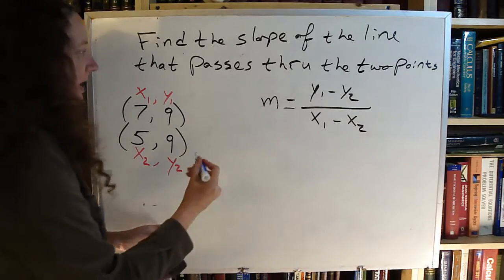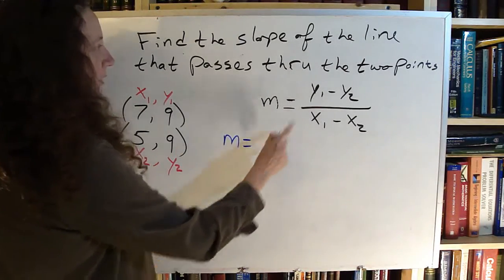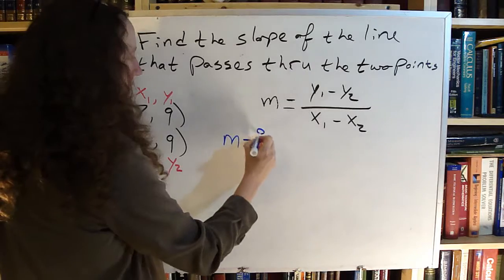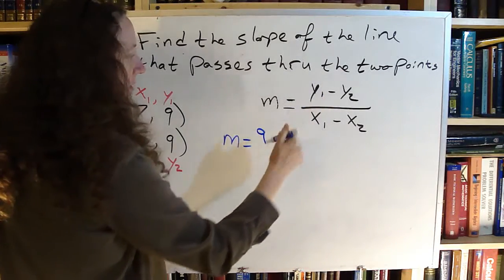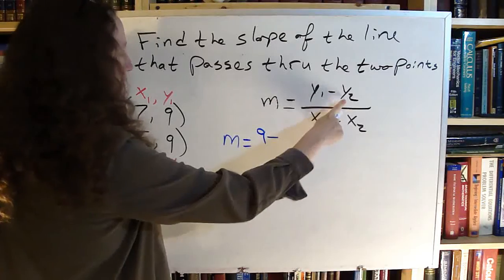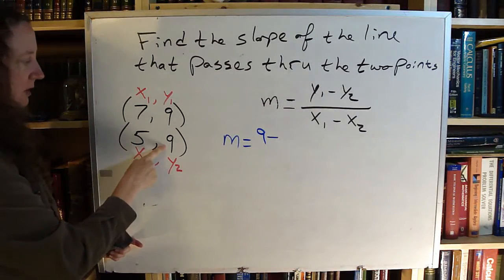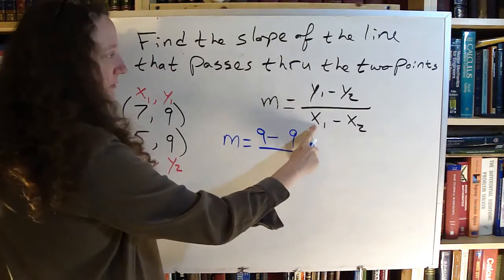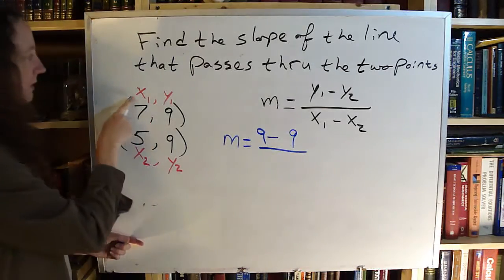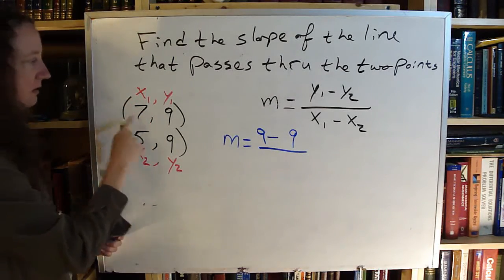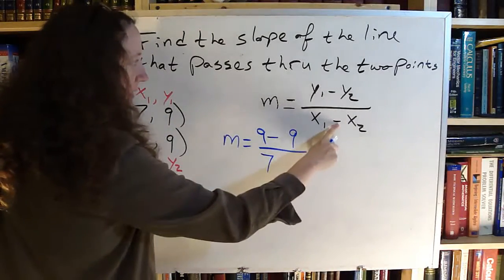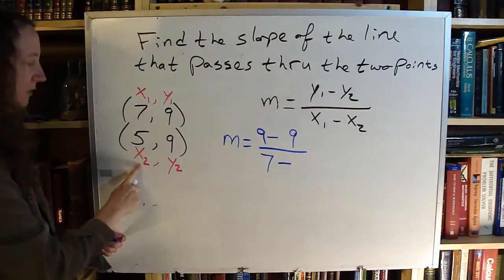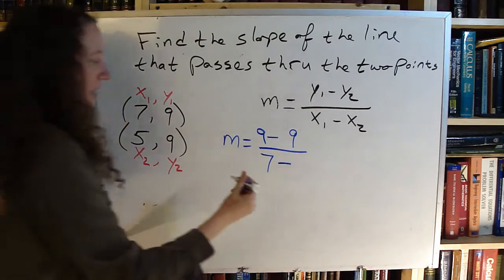Now I go for my equation. m equals y1, find y1, write it down, 9, minus y2, find y2, 9, write it down. Bottom of the fraction, x1, find x1, it's 7, write it down. Minus x2, find x2, 5, write it down.